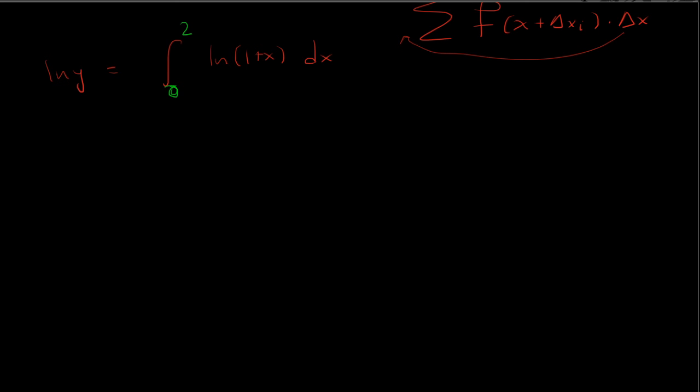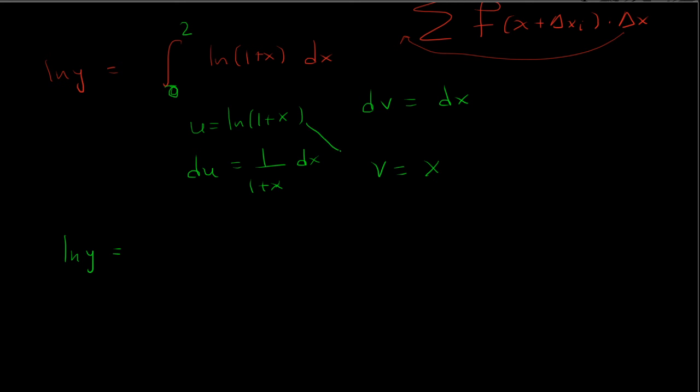So this one actually, we can use integration by parts. We're going to let u equal ln of 1 plus x. So du would be 1 over 1 plus x dx. dv is just dx. So v is just going to be x. So I have ln of y equals, okay, then we're going to multiply these two. So it's x times ln of 1 plus x, and minus the integral of these two multiplied, so x over 1 plus x dx. And let's not forget the bounds.